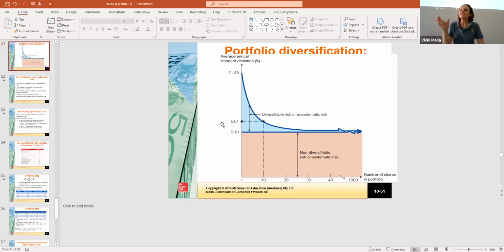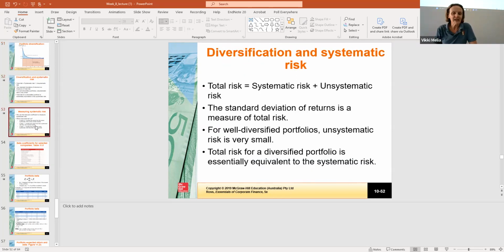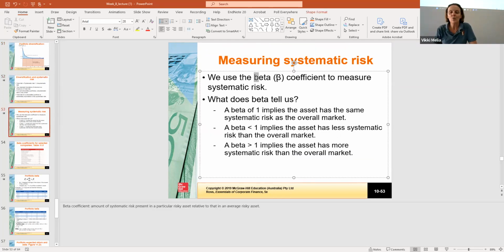So standard deviation measures total risk. That's our measure of total risk for an asset. Total risk is made up of systematic plus unsystematic risk. This systematic risk, we actually measure it as well. We measure systematic risk, and systematic risk is measured using what's called a beta coefficient, beta.